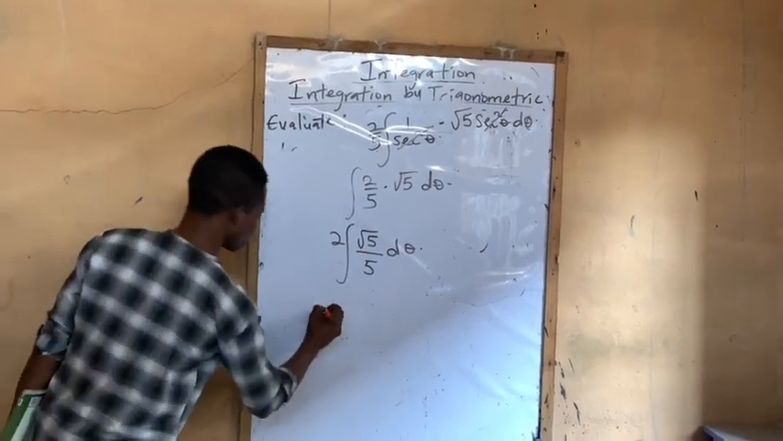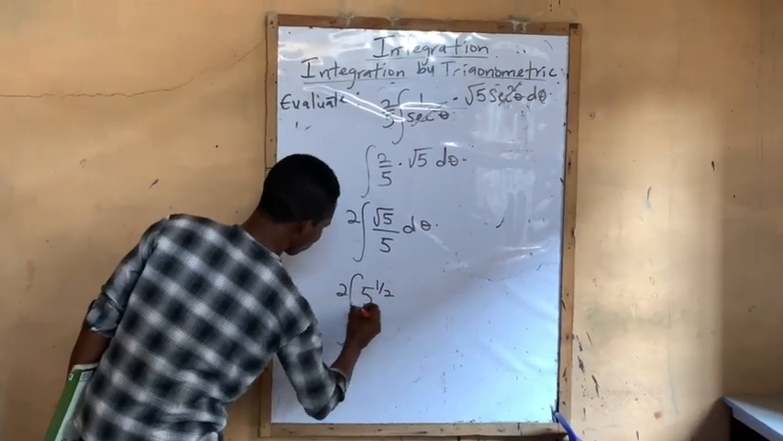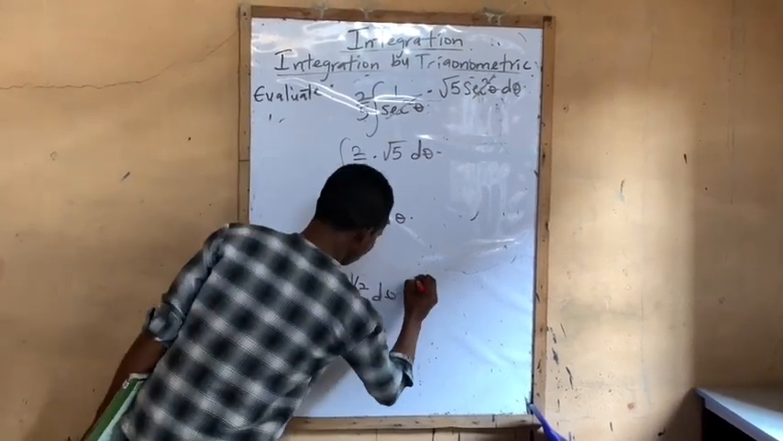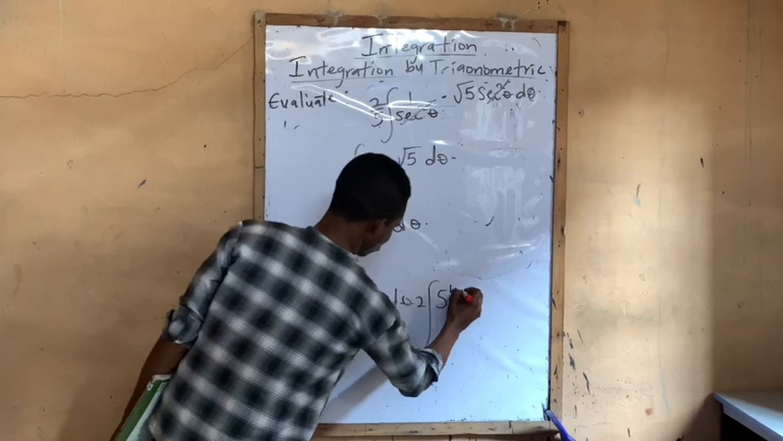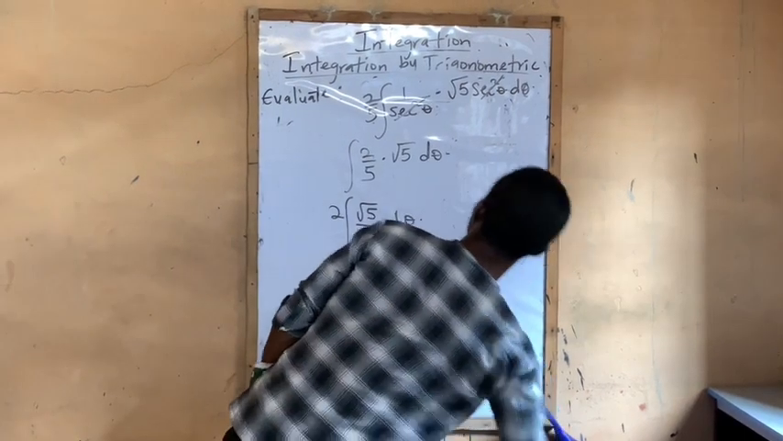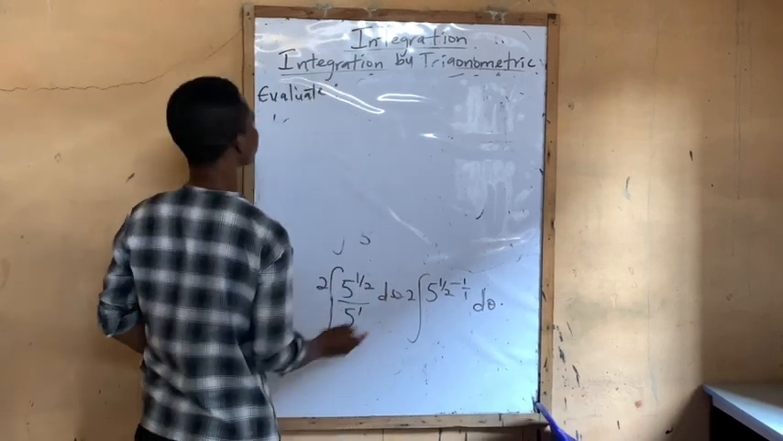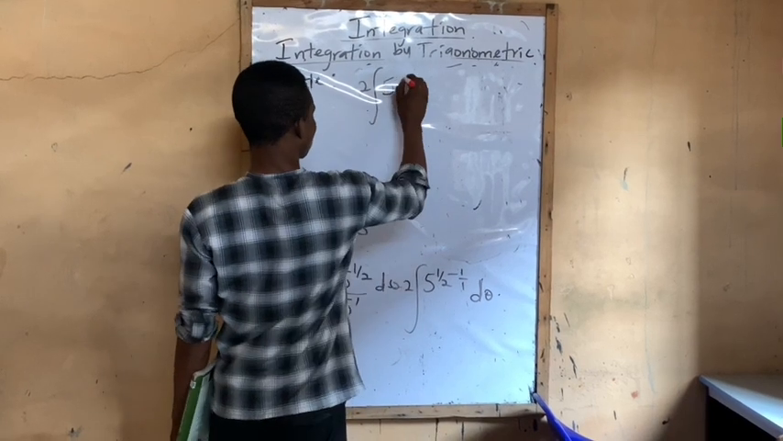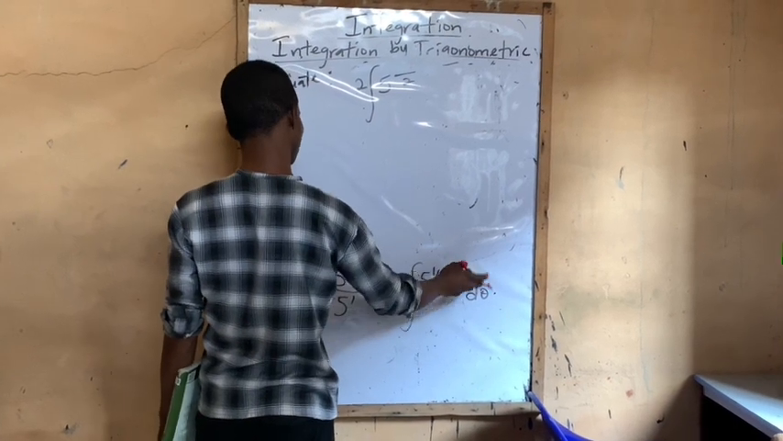You can apply our knowledge of indices. This will become 5 raised to the power 1 all over 2, all over 5 raised to the power 1, d theta. So that means we are going to have 1 all over 2, they are the same, just minus it. So that means we are going to have 2 integral of 5. We find the LCM here, that is 2. That is 1 minus 2, that is minus 1.